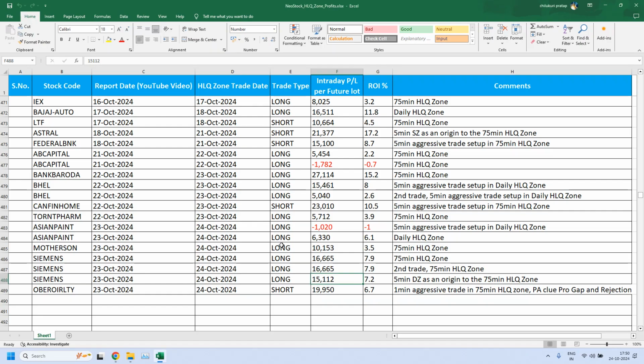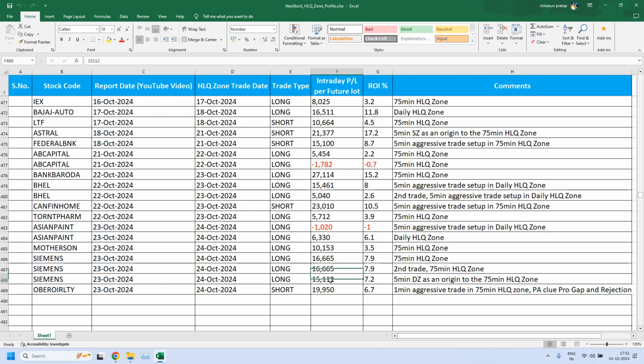How much profit has it given now? Siemens has given 15,112 rupees profit, which is 7.2% ROI. Because earlier we got almost 1,500 rupees extra profit, that's why it was 7.9% ROI; now it is 15,112, which is 7.2% ROI. Best scenario, Siemens has given you 3 successful trades. Worst scenario, Siemens would have given you 2 successful trades. The first one could have been a freak trade, which won't be executed for us.